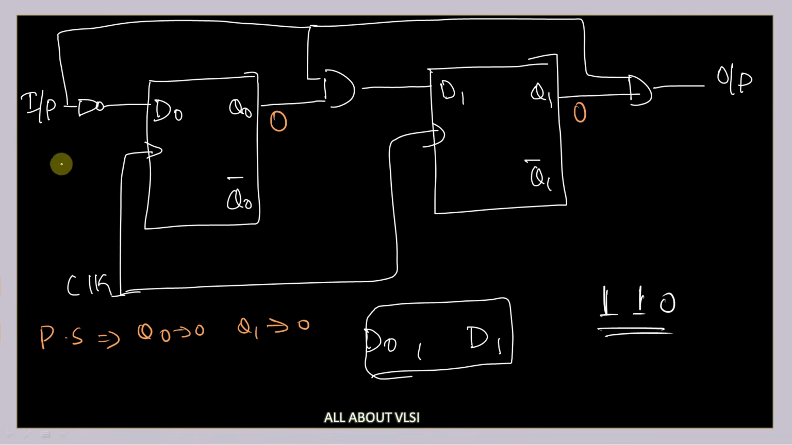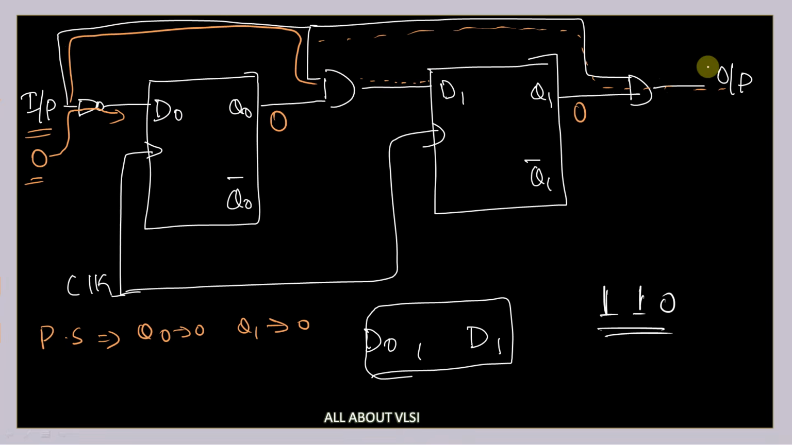Now, let's say I apply the input as 0. Then what is going to happen? This input travels through the combinational logic and is fed to this D flip-flop. From here it is given to this AND gate, and it is fed to the second D flip-flop. And again it feeds to your output.